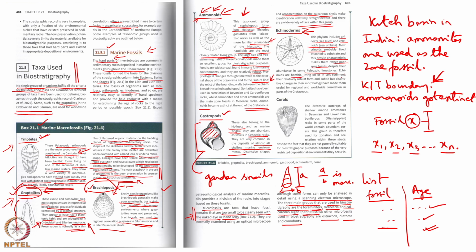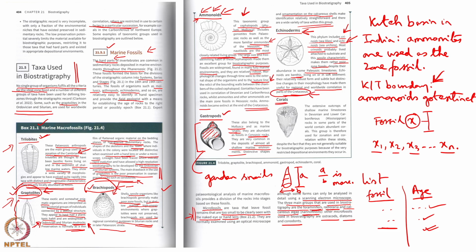Echinoids are benthic, living on soft sediment, and their relatively robust form and subtle but distinct changes in their morphology have made them useful for regional and worldwide correlation in parts of the Cretaceous. So, if I compare the crinoid and echinoids, which one is more useful in correlation? The answer is echinoid, because they are more widely spread and used for worldwide correlation in parts of the Cretaceous. Remember, it is not in any other portions where the echinoids have been used significantly.